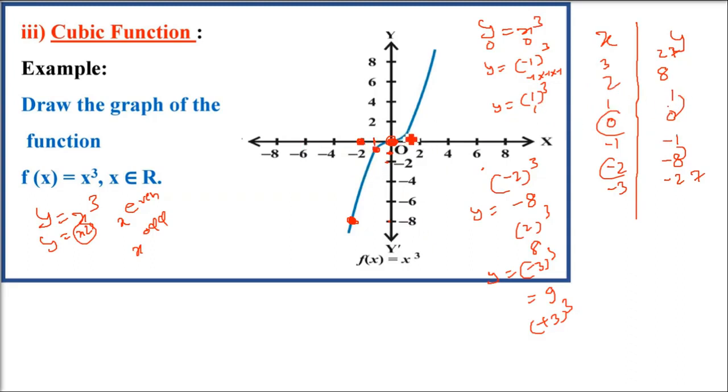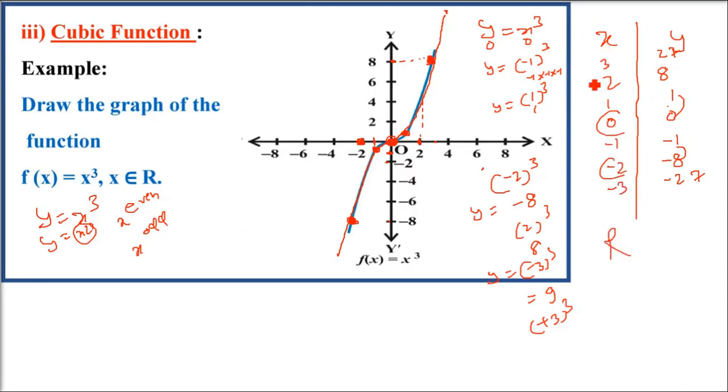Now let us say x is 1, y is 1. X is 2, it jumps up to 8. So 2 and 8, let us assume this is the point, just an approximation I am taking. X is 3, it will be here somewhere; 27 will be way above the screen. Now just draw the graph. And this is your cubic function graph, or y equals x cube.